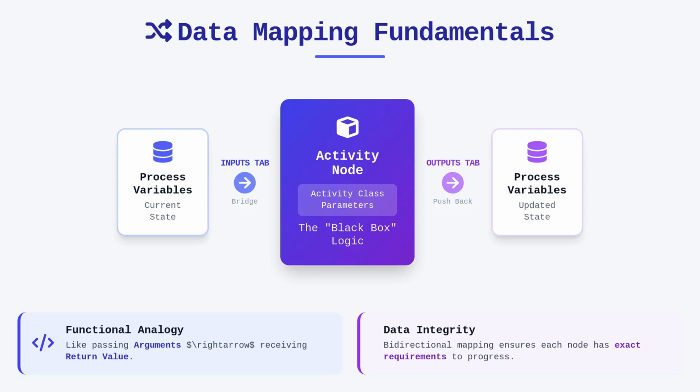Once the activity completes its execution, we use the Outputs tab to push data back into the process by mapping the results of that activity into our broader process variables. This bidirectional mapping is how we maintain data integrity while ensuring that each step of the business process has exactly what it needs to progress. It behaves much like passing arguments to a function and expecting a return value, except that here, the function is a discrete piece of workflow logic.